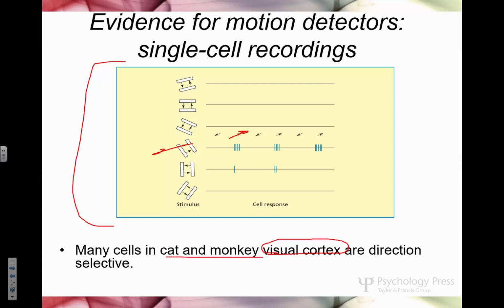So, what will happen is that bar will move and it will excite a cell, and that cell will be active. You have many cells tuned to all of these different orientations, right?